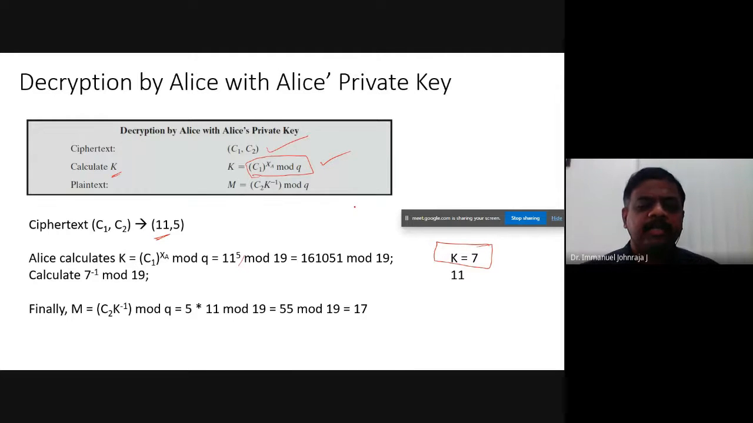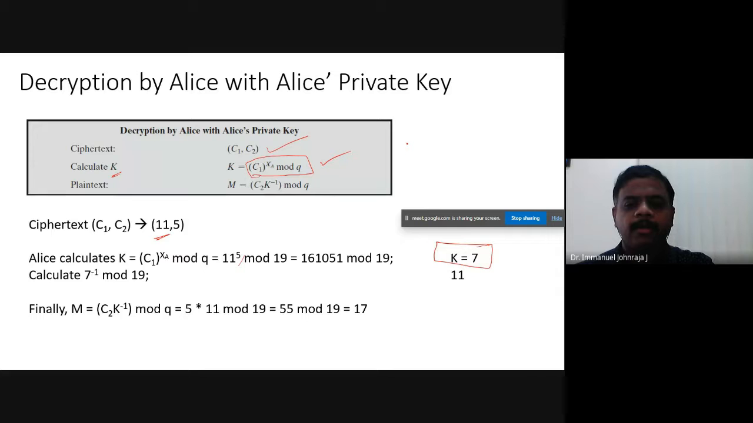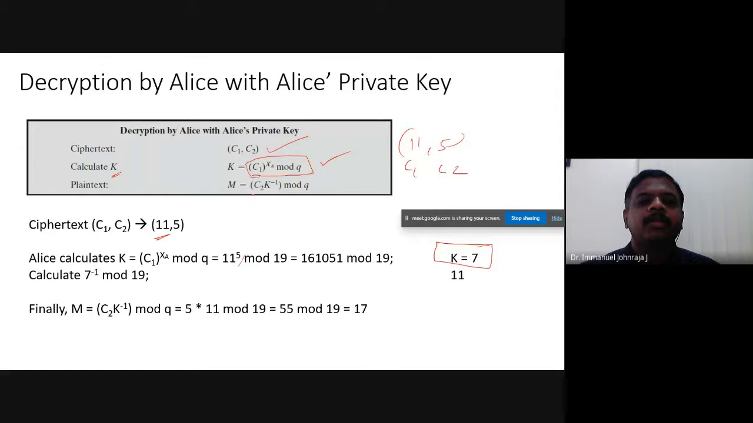The final step you should understand. Now you have got the plain text formula. Plain text M can be calculated by C2 times K inverse mod q. What is C2? The values you got, 11 and 5. This is C1, this is C2, which you got as part of the ciphertext. So C2 is 5, and then K inverse mod q.